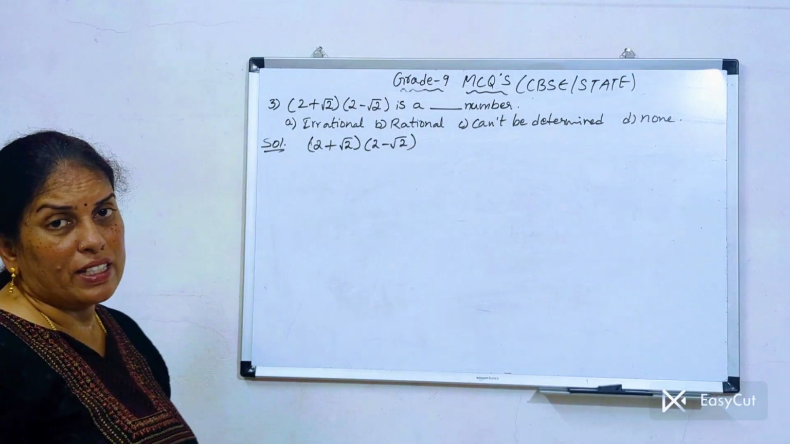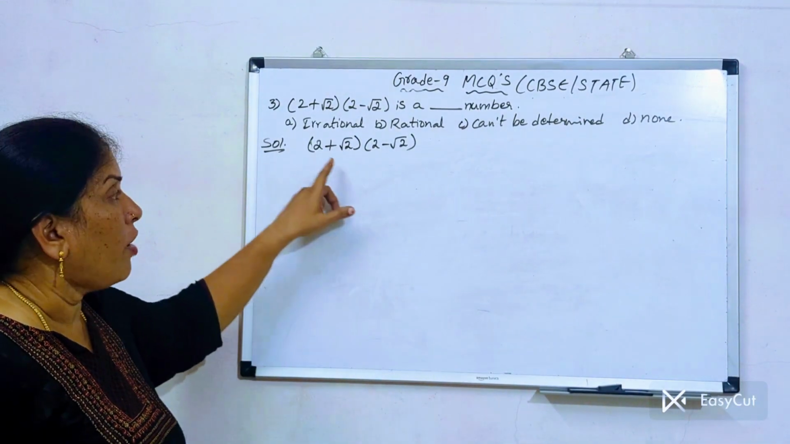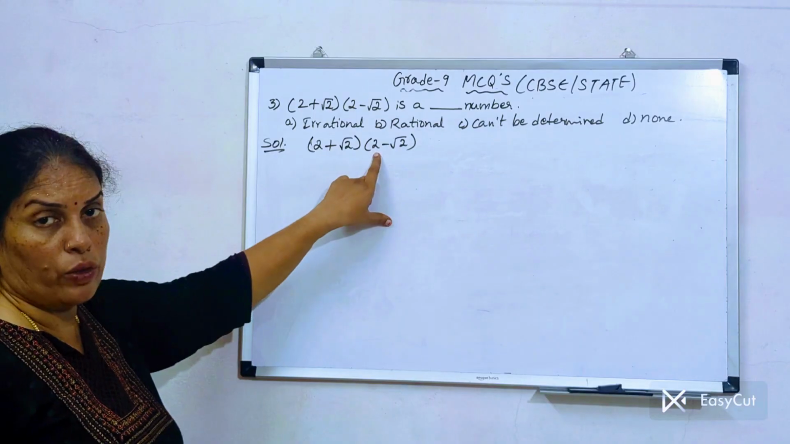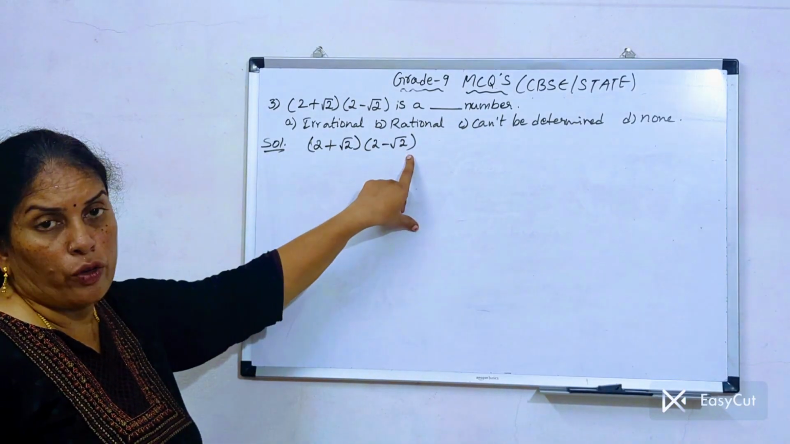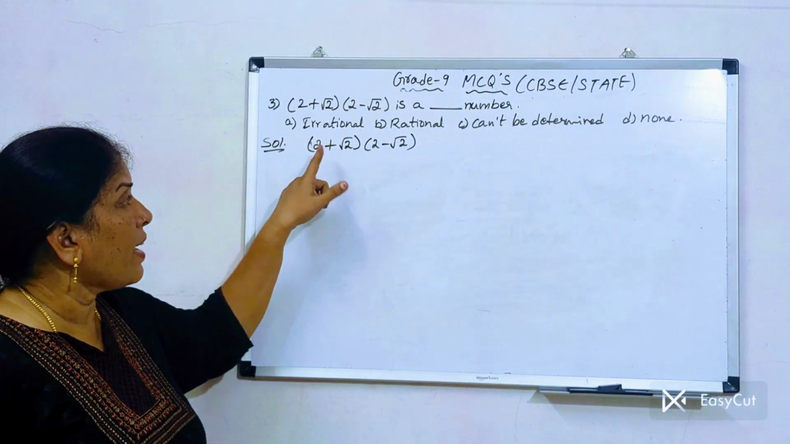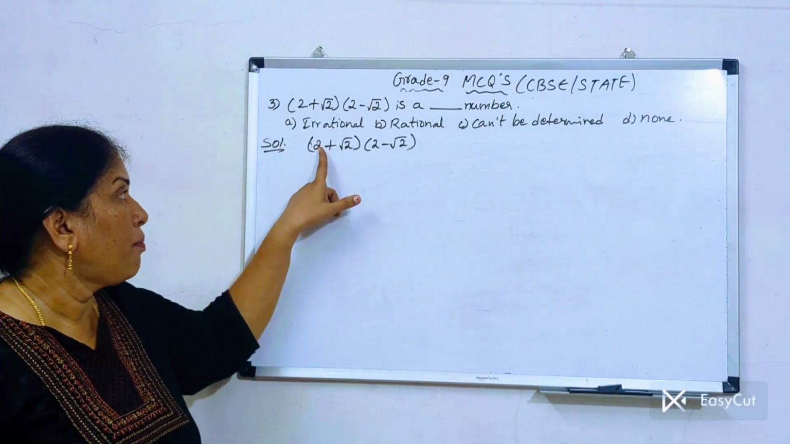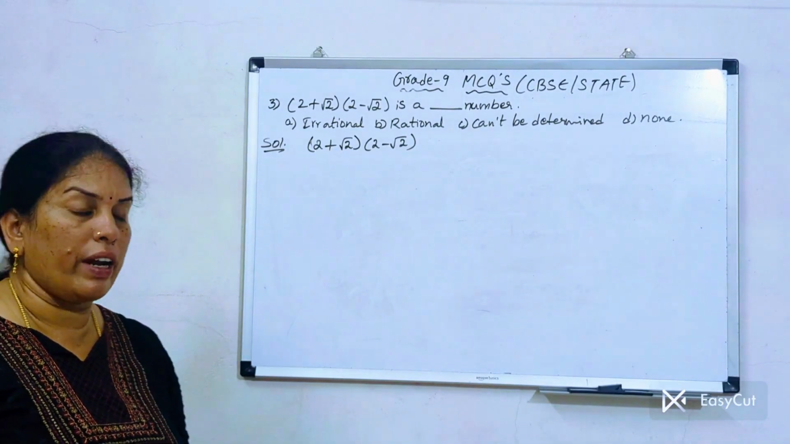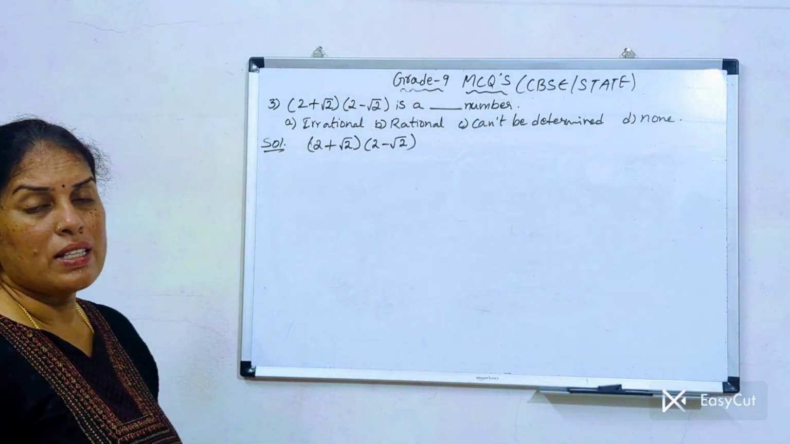See here, very easy children. If you observe this, here 2 is there, here 2 is there. Here root 2 is there, here root 2 is there. What is the difference between these two? What is the difference? Plus and minus is there. Only the signs are different, but the remaining is all the same.